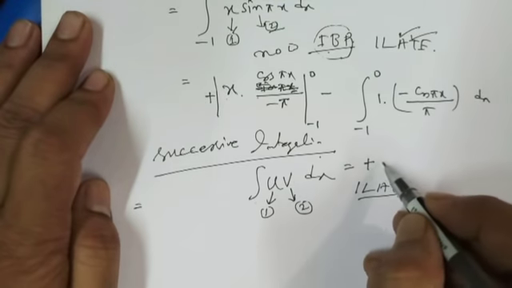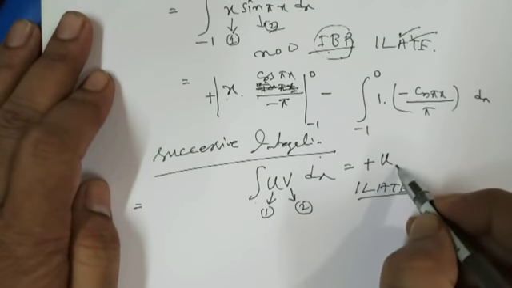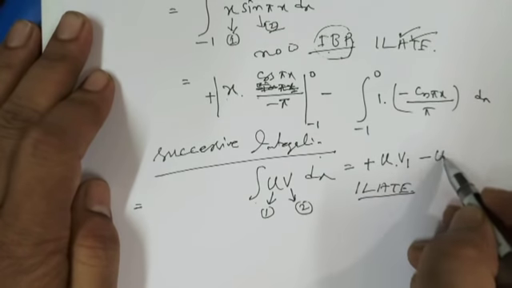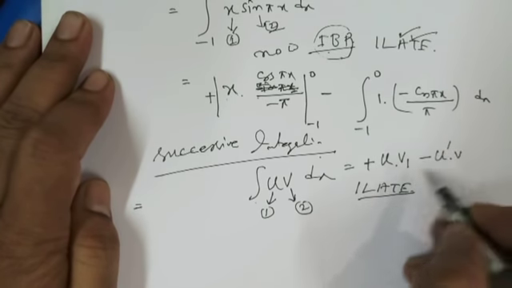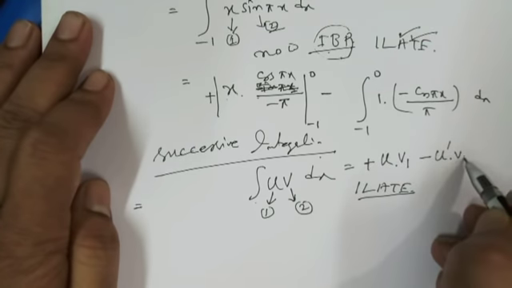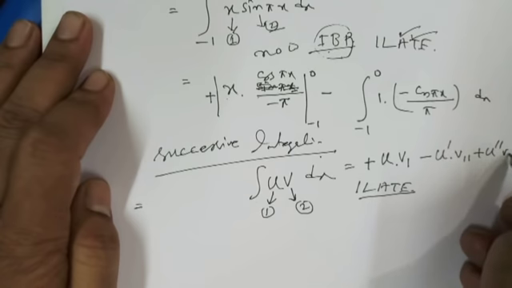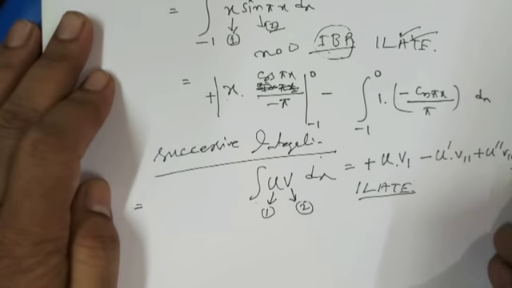So first, positive u as it is and v is the integration, minus u's derivative and v1 is the integration of this v, then plus u's double derivative and the integration of v1, then minus, and so on. In this way we go on.